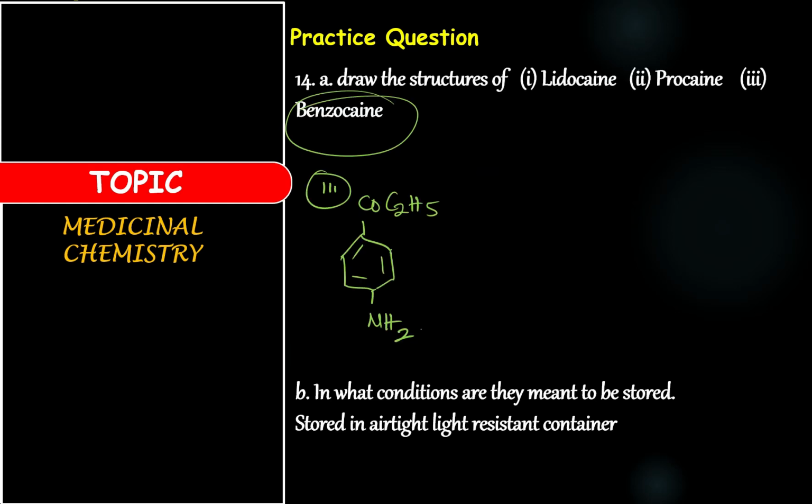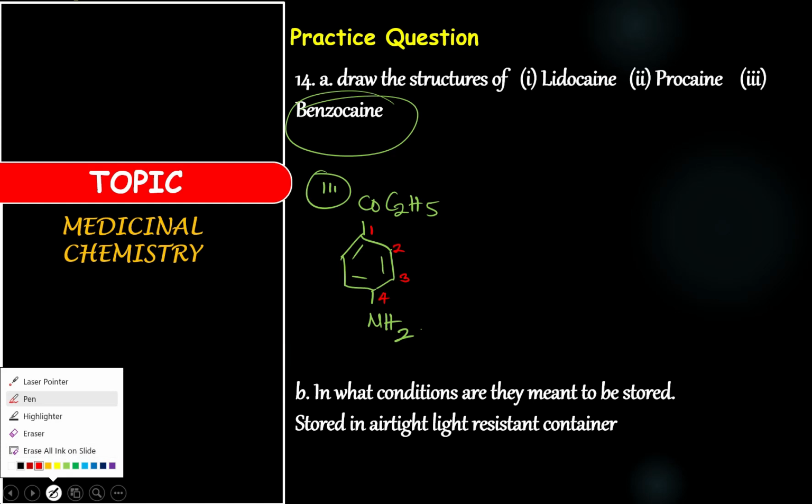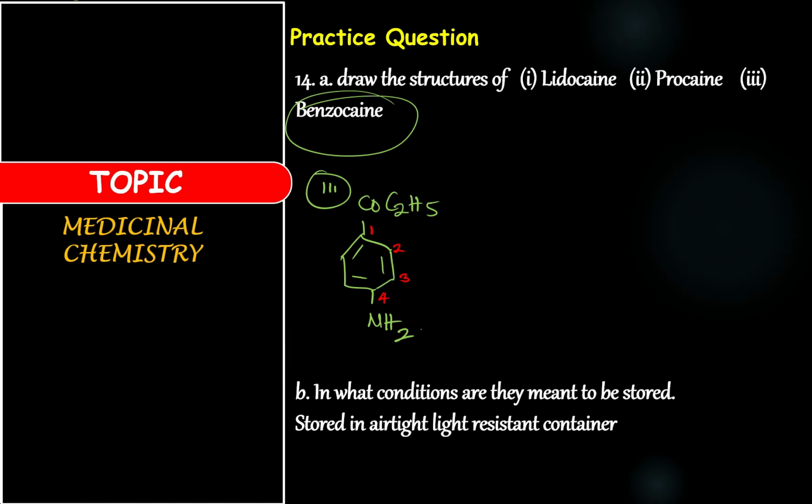So you call it ethyl 4-aminobenzoate. If you number the ring, here will be number 1, here will be number 2, here will be number 3, here will be number 4. At position number 4, you have the amino group. The ethyl is a substituent on the benzoate group, then 4-amino. Then where is the ethyl coming from? Are you getting it? So ethyl 4-aminobenzoate, because it's an ester of benzoic acid. So that is that for benzocaine.